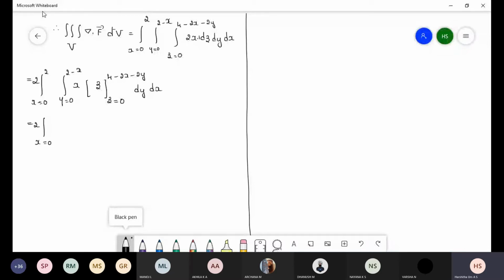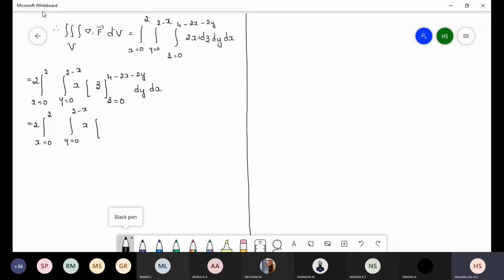Next, x is equal to 0 to 2, y is equal to 0 to 2 minus x, x I will write as it is. Now I will substitute the upper limit and the lower limit. Upper limit is 4 minus 2x minus 2y. Lower limit, anyhow it is 0. So dy into dx.